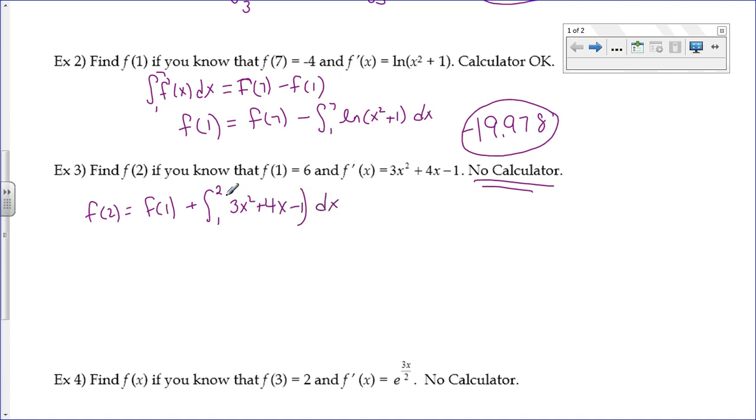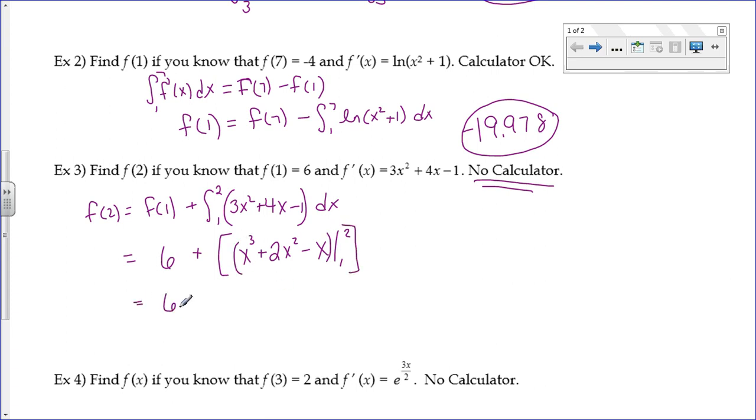So now I just need to evaluate f prime. Okay, well, not evaluate f prime, evaluate the integral. All right, well, fine, I can do that. So f of 1 was 6. And to evaluate this integral, I need to take the antiderivative. So I'm going to add 1 to the power, divide by the new power. Add 1 to the power, divide by the new power. And minus x. This is a definite integral, so I don't need the plus c. And I'm going to evaluate that from 1 to 2.